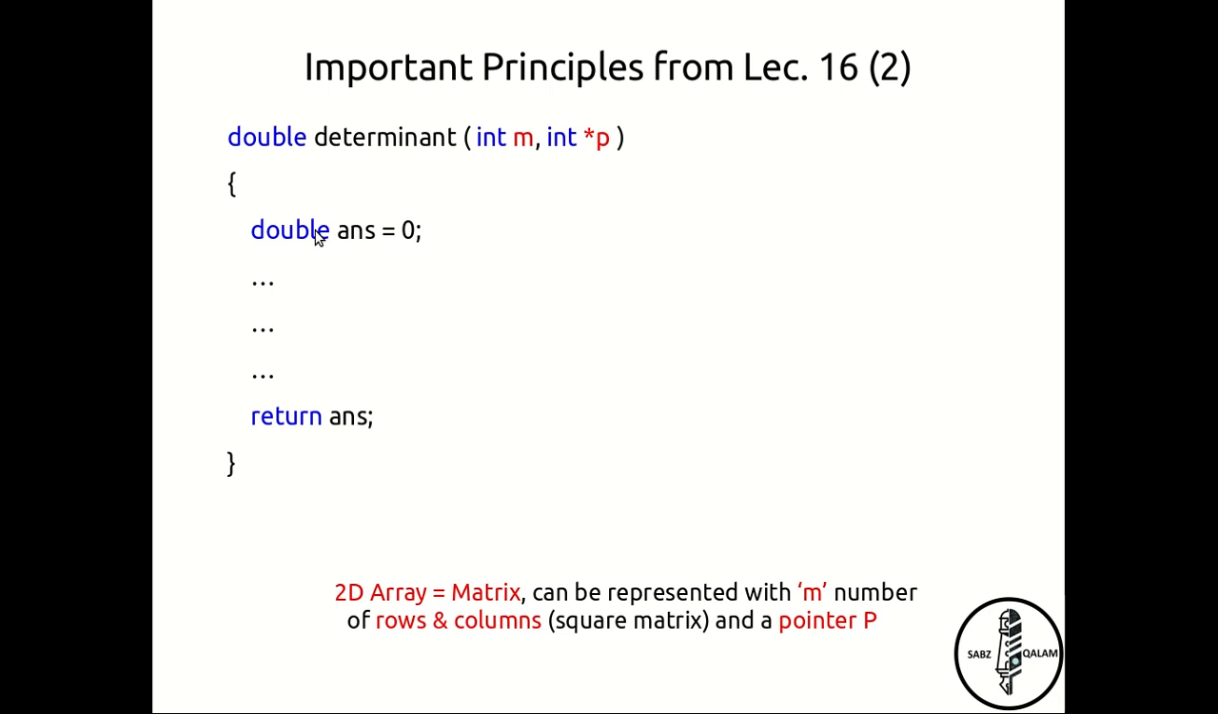Answer is of the type double because you can expect the determinant to just really blow up and become a big value, and also the elements of the matrix could be non-integer, but I'm assuming integer for now, and hence the answer could be a big value. We're going to initialize it to 0 because it's going to be a running sum.